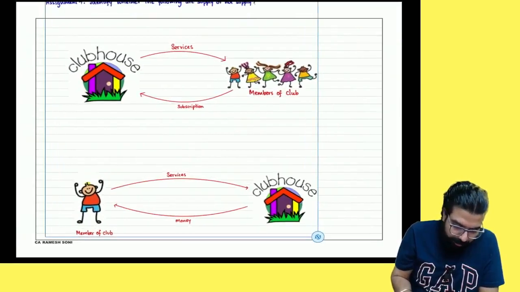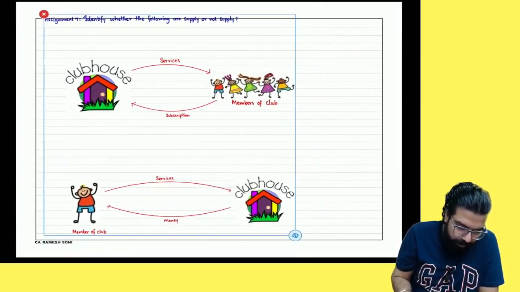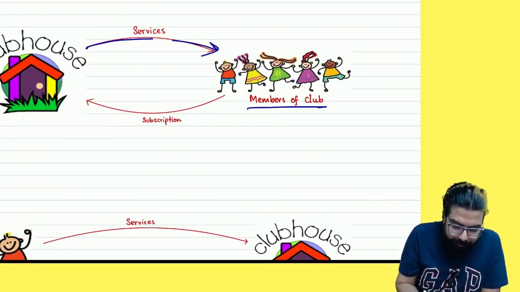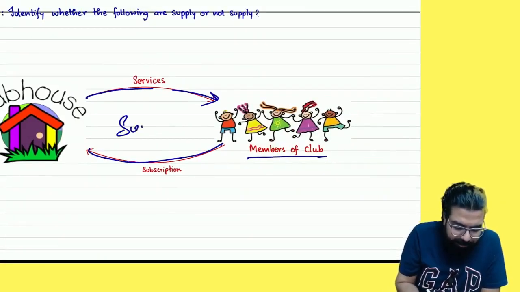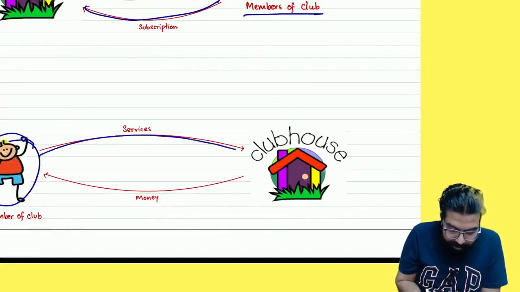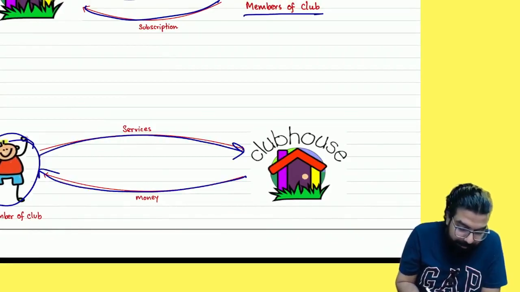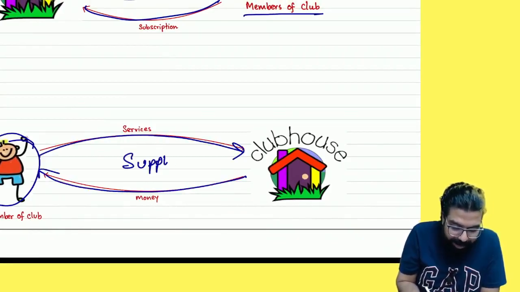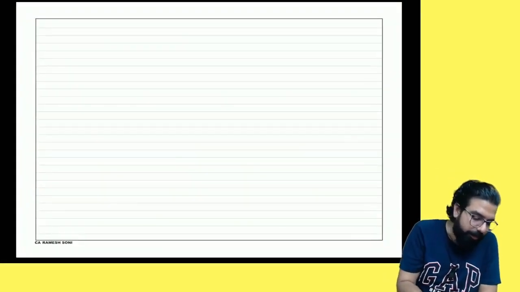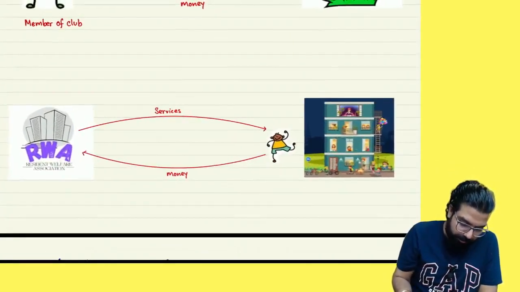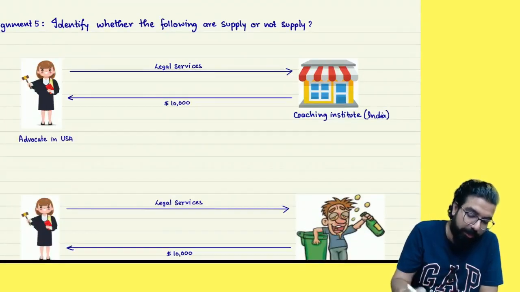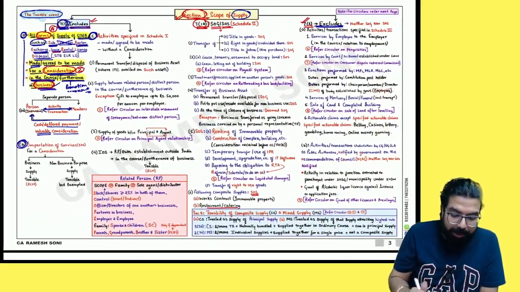Okay. Everyone over here now. People over here. Clubhouse gives services to the members. Members pay subscription. Is it supply? Louder. Next. Member. He is giving the service and the club is paying money. Supply, not supply? Is my point clear to all? Next. No, not this one now. Later we'll do it. Not now. Chalo. People, tell me one thing.